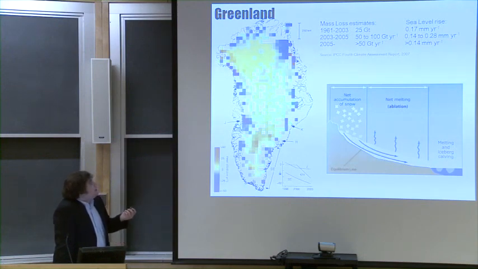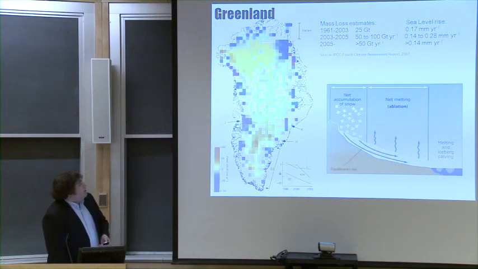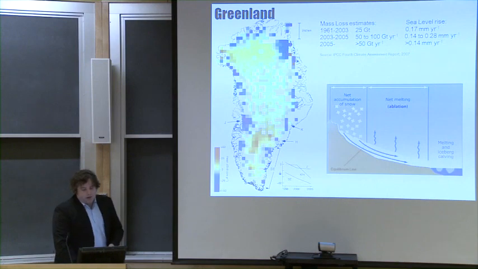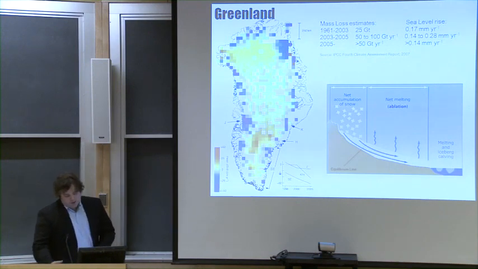On the left here is a diagram of Greenland, basically showing elevation change as a function of time. The red and orange is elevation gain. Green is no change, and the colder colors are thinning, or elevation loss. And you see up here in the top right, from the fourth IPCC report that a couple of other people have referenced at this point, some numbers on what's going on in Greenland.